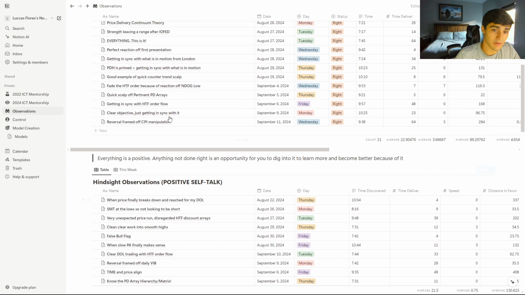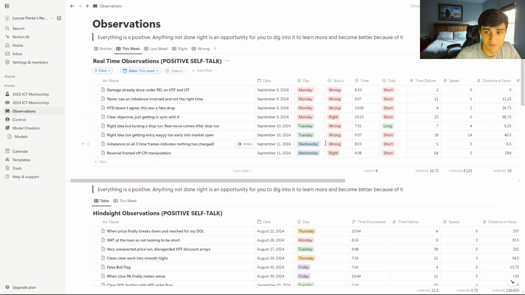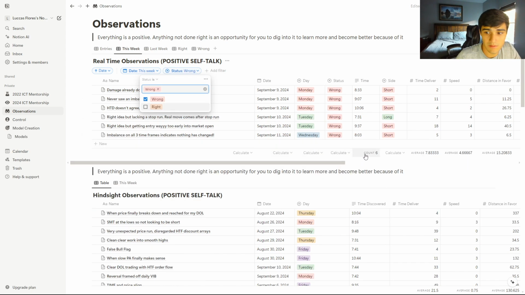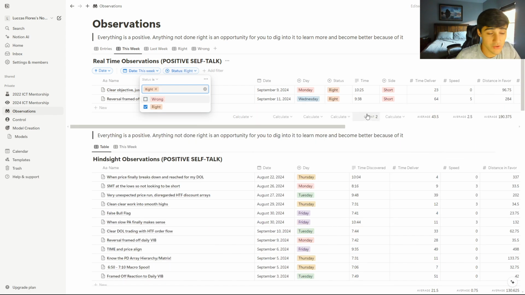Now, if I go to this week and I see how many observations I got incorrect, I have 6 incorrect observations, and I only have 2 correct observations. But I've become a way better trader this week, and I've gotten way more observations wrong than correct, which is ironic because really you would think that if you get more right, then that shows you are getting better and you're progressing. But the opposite is true in this case.